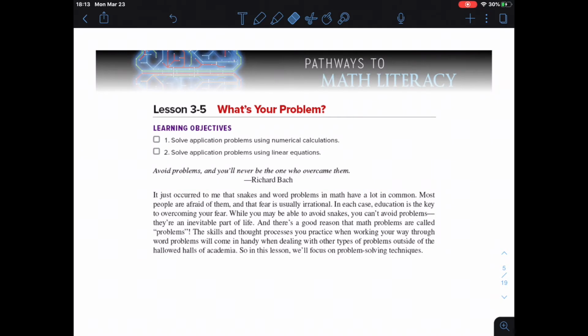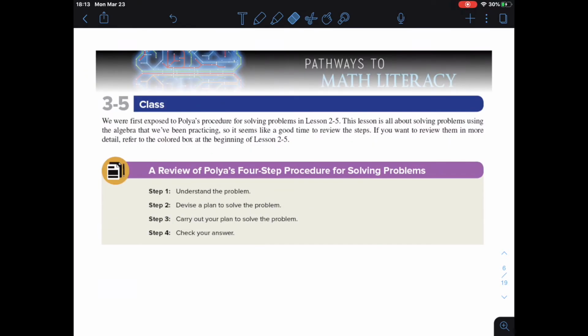So now we're going to go through lesson 3.5, which is pretty much all about problem solving. Remember, Polya's 4-step procedure for problem solving. When you go through any problem, you want to first understand the problem, figure out what's given to you, what's unknown, try to come up with some type of plan before you actually solve it, perform that plan, and then check your answer. Checking your answer may not physically mean plugging it back in and seeing if it works, but checking if it's reasonable.